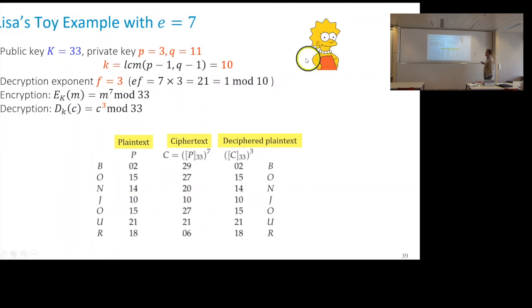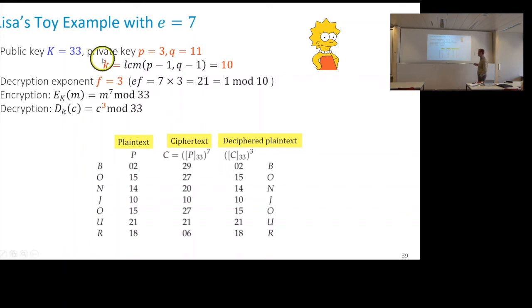Let's see what Lisa would do if the private key would be 3 and 11, which of course is not large enough to be safe, but is small enough so that we can understand the example. The public key would be 33, and imagine for a second that the attackers are so stupid they cannot know that 33 is 3 times 11.